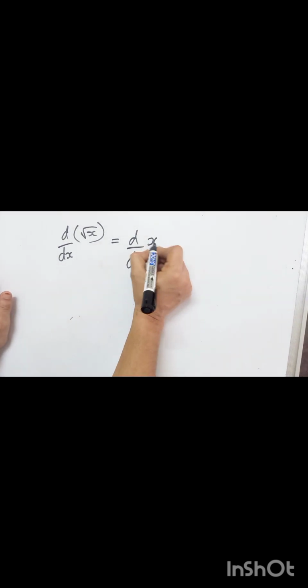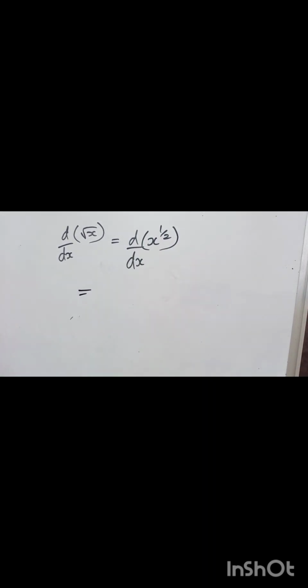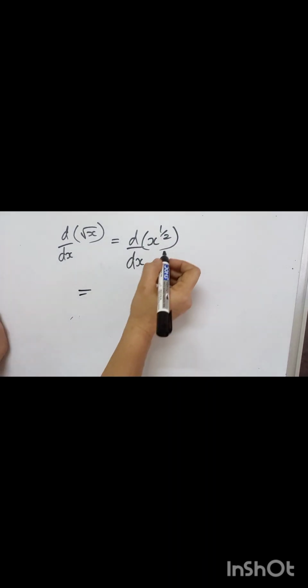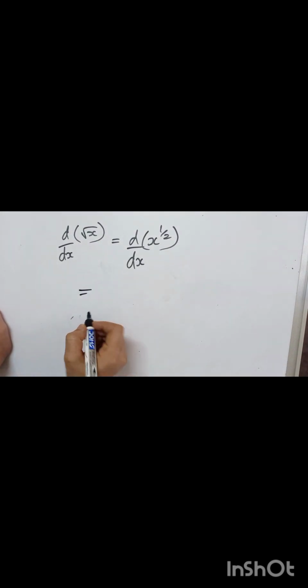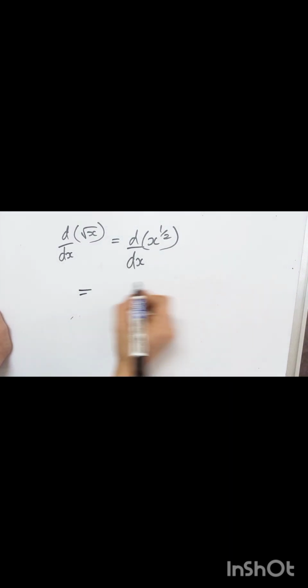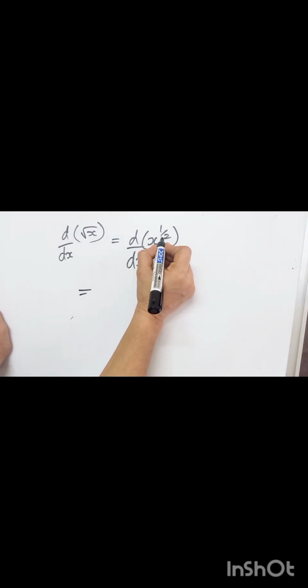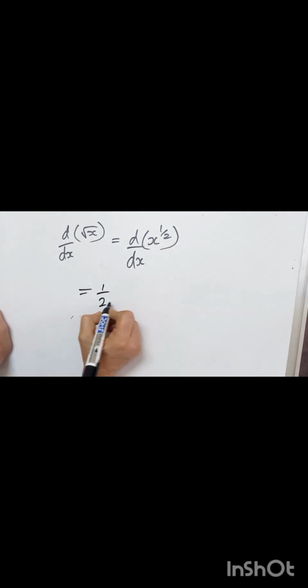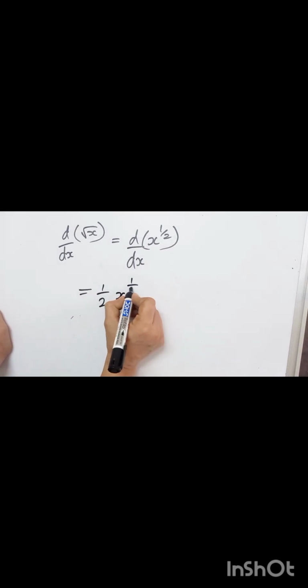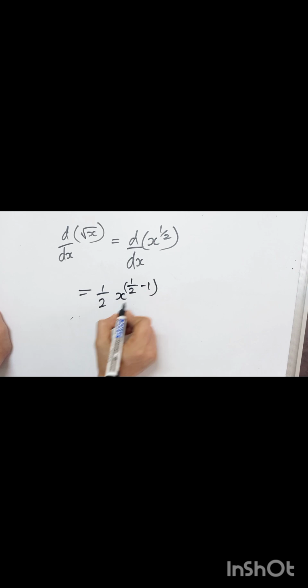What is square root of x? It is x to the power 1 by 2. Right? Square root means x to the power 1 by 2. Now, here we can apply the power rule: n x to the power n minus 1. Instead of n, we have 1 by 2. So, 1 by 2 x to the power 1 by 2 minus 1.